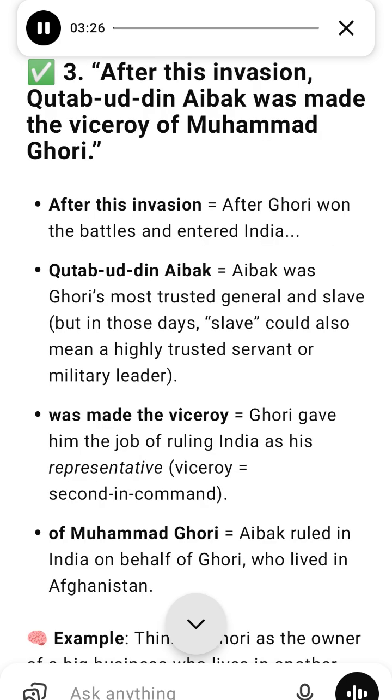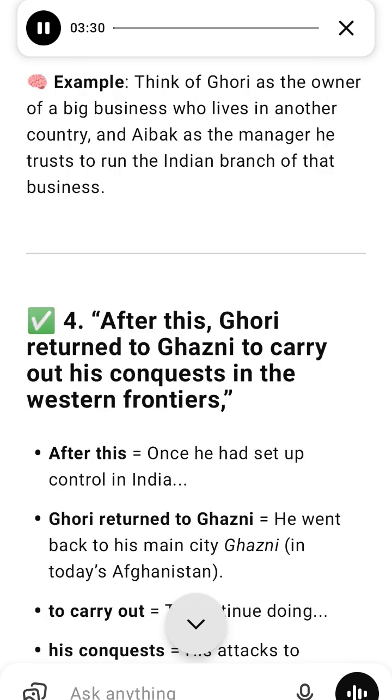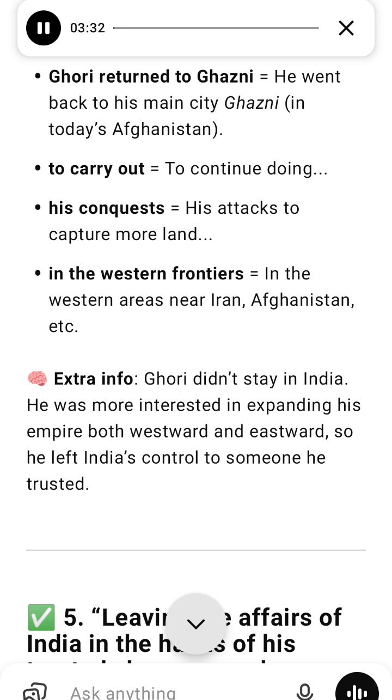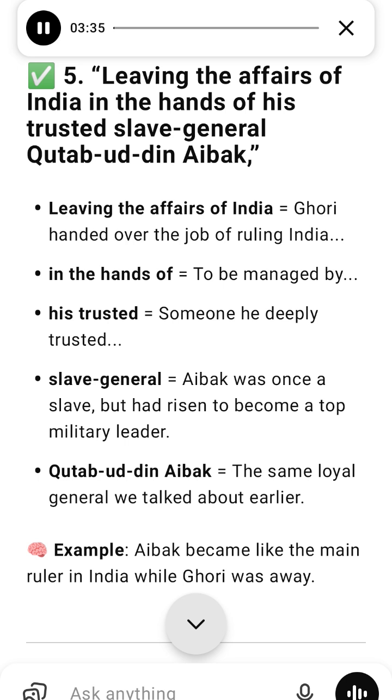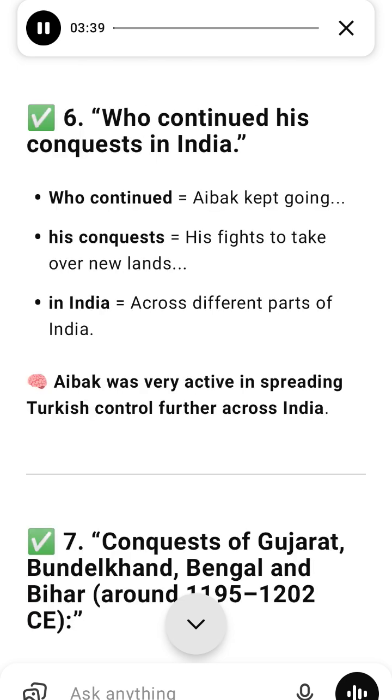Ghori had to again come to India to crush the revolt of the Khokars. Ghori came back to India one more time to crush the revolt, to defeat the rebellion of the Khokars by the people of Punjab. Even after victories, Ghori had to deal with resistance.